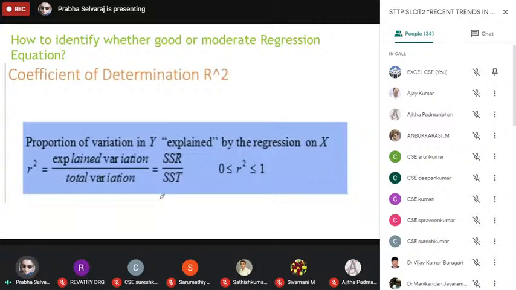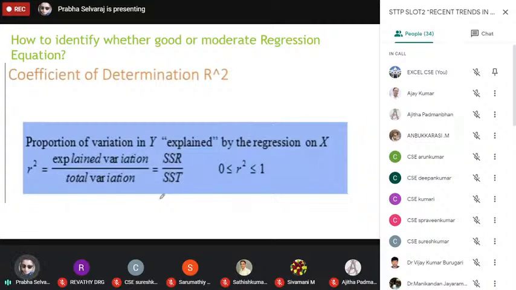It is nothing but the difference between your actual y and your mean, squared. That will give you the total variation. When I say explained variation, it is the difference between the predicted value and the mean value, squared. That will give you the SSR. The unexplained variation is nothing but the actual value minus the predicted value, squared. This is how you calculate the explained variation, total variation, and unexplained variation.